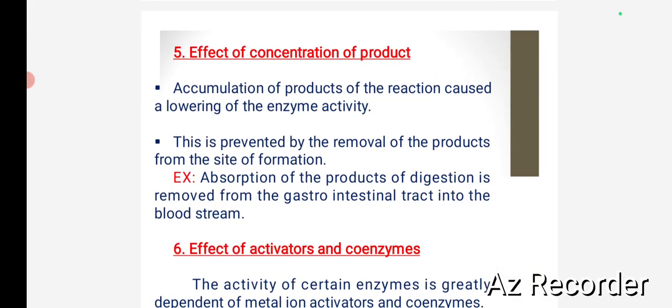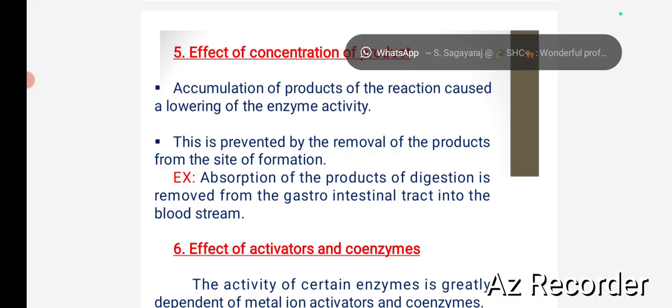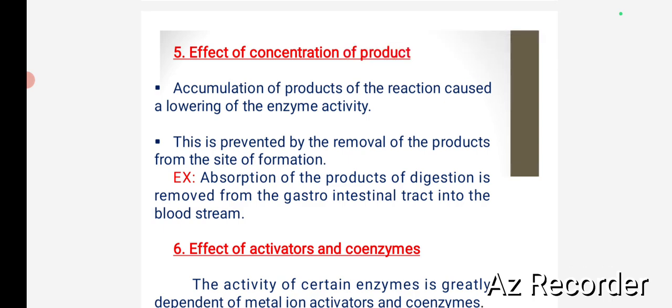Next one, effect of concentration of product. Accumulation of product of the reaction causes a lowering of enzyme activity. This is prevented by removal of product from the site of formation. Example, the products of digestion are absorbed and removed from the gastrointestinal tract into the bloodstream.